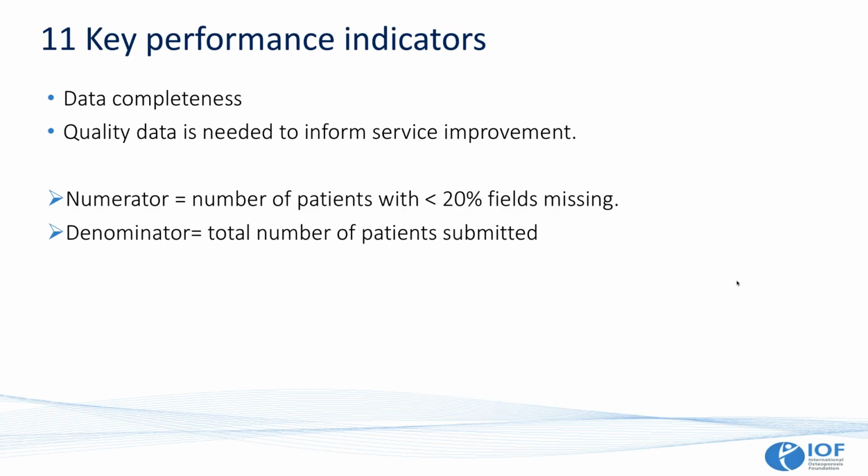The final key performance indicator is the first one, called data completeness. So to be able to be used, you have to complete the performance indicators. So the first performance indicator is actually how many patients did you have with less than 20% of fields missing? And the denominator is the total number of patients. This is an important one. And we want to get as few patients with missing fields as possible.